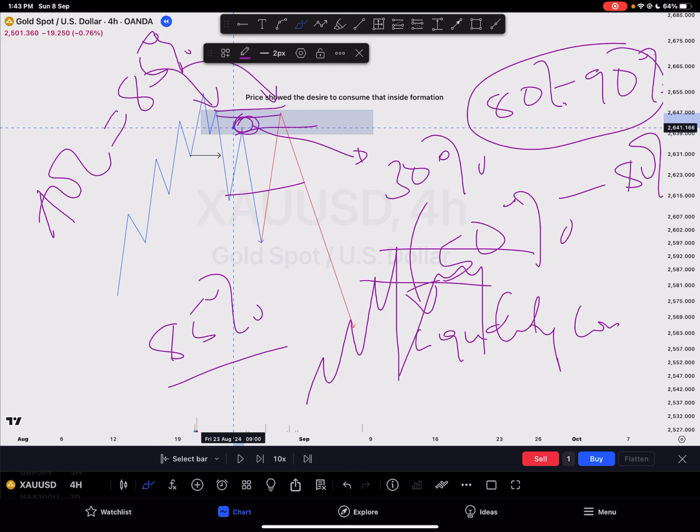But whenever price leaves a wick in an area of liquidity and forms another formation, it means that price has showed the desire to consume that area of liquidity, meaning we have a high chance for price to go and fully consume that area of liquidity because it showed the desire to consume it. So that's also regarded as liquidity consumption. All together, it's also regarded as liquidity consumption.